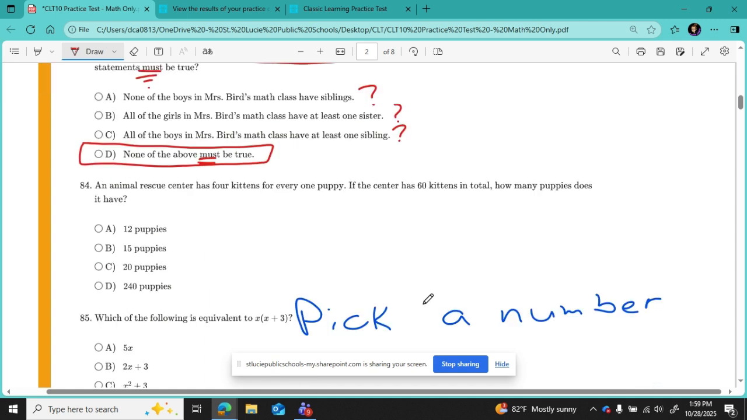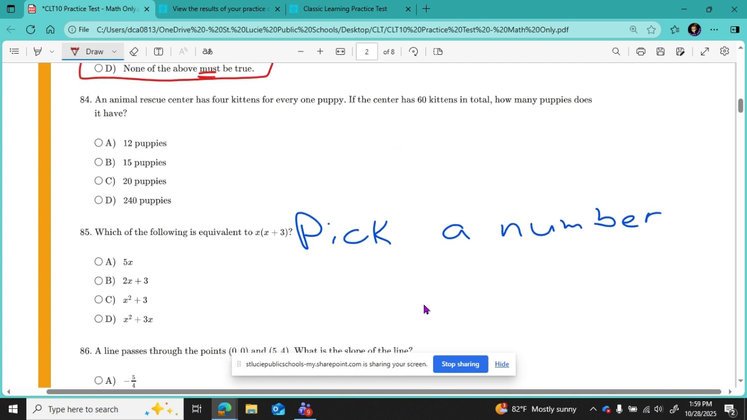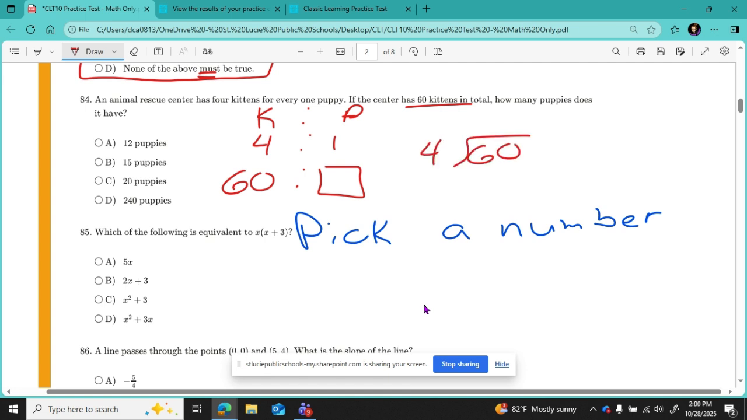Question number 84. An animal rescue center has 4 kittens for every 1 puppy. So kittens to puppies, we got 4 to 1. If the center has 60 kittens in total, how many puppies does the center have? So if we look here, our proportion, we're going from big to small. So that's telling me to divide. We're going to divide 60 by 4. And that is a no calculator math question, right? Because no calculators are allowed on the CLT.